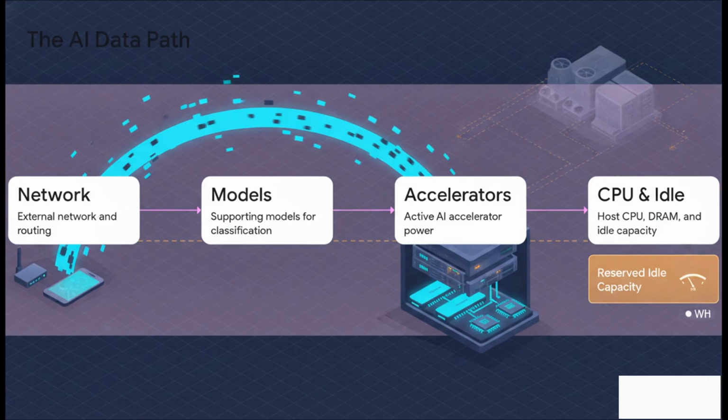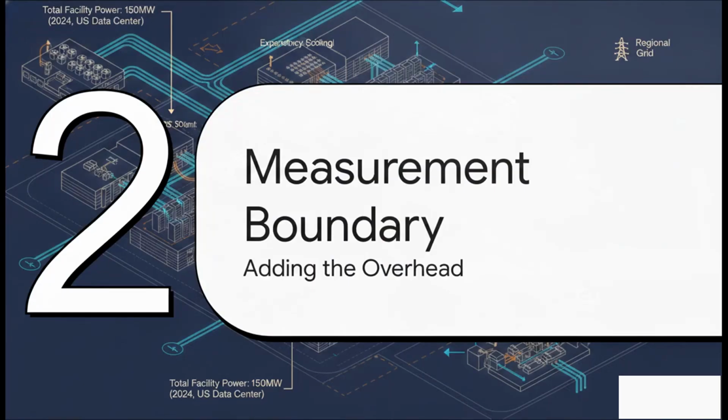But here's a totally critical failure point that so many people miss. To ensure your prompt is answered in milliseconds, the system requires critically reserved idle machine capacity. That means servers are literally sitting there drawing power right now, just waiting to handle sudden traffic spikes. Which brings us nicely to step 2.